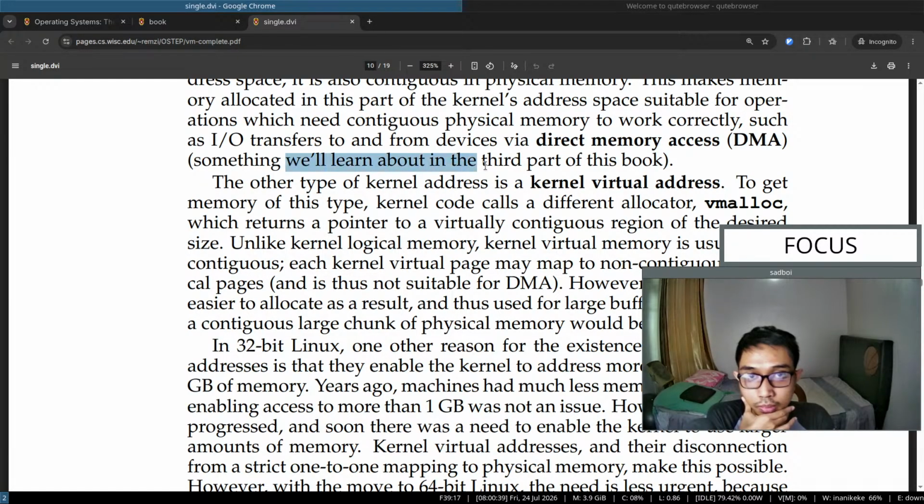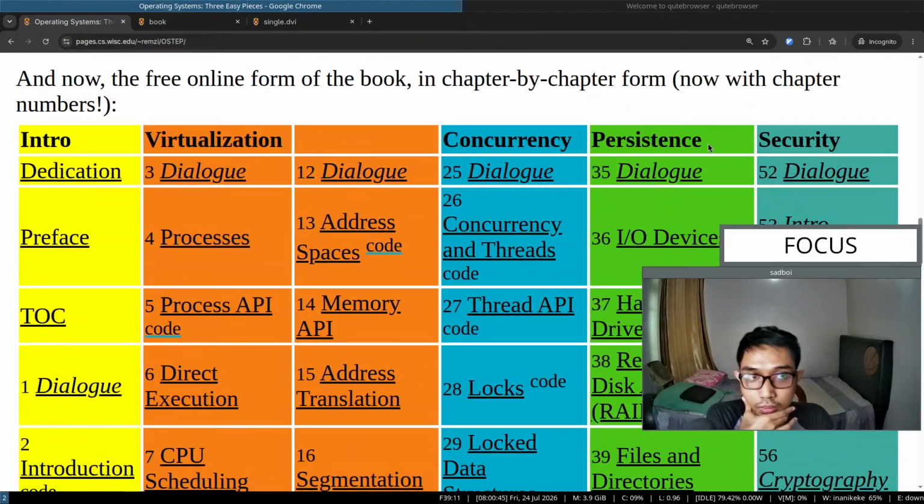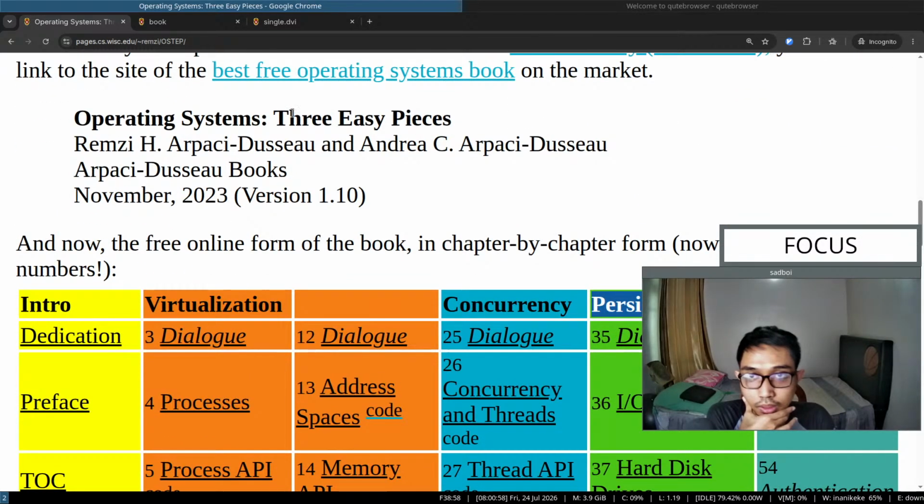Something we will learn about in the third part of this book. I mean, this is the first part, right? Virtualization. The second part is concurrency. The third part is persistence.